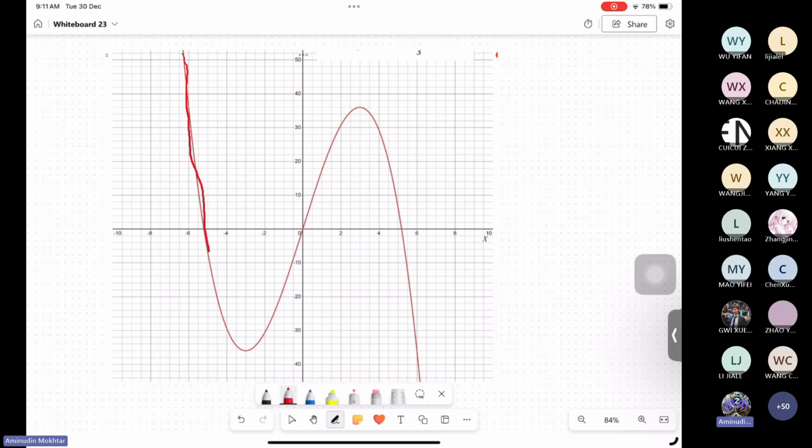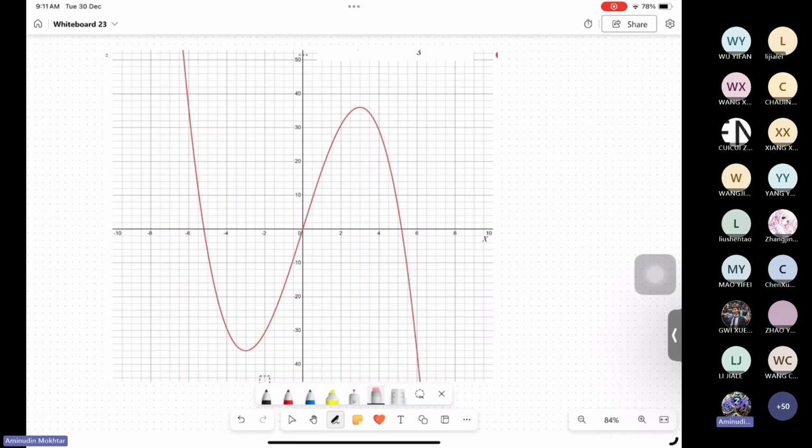For this area, the graph is decreasing, and then after a certain value of x, maybe x equal to -3, the graph is increasing until one point, and then the graph is decreasing again. That is the movement of the value of y when x increases from the left to the right. Now I would like to explain this graph in terms of dy dx, in terms of slope.